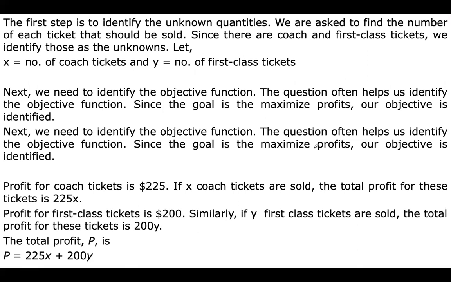Like how many tickets will sell for coach and how many tickets will sell for first class. So here we are asked to find the number of each ticket that should be sold. Since they are coach and first class tickets, we identify those as the unknowns. Okay, that is our decision variable. For example, X is our number of coach tickets, assume it, and Y is the number of first class tickets. So now we have assumed our decision variables.